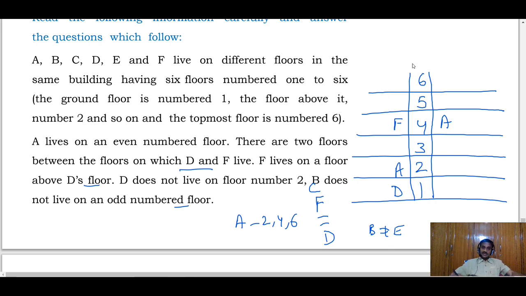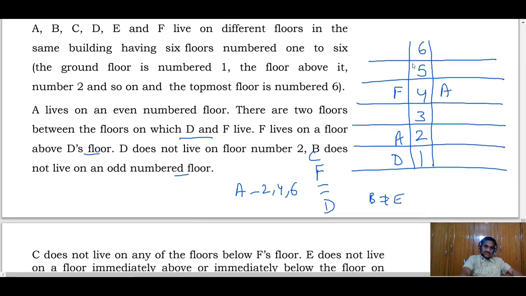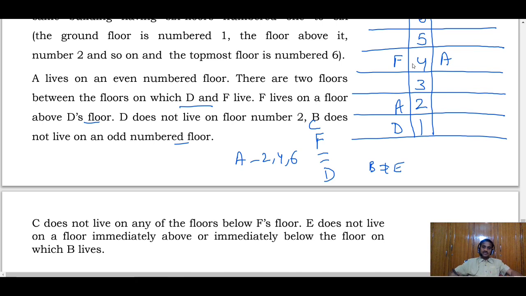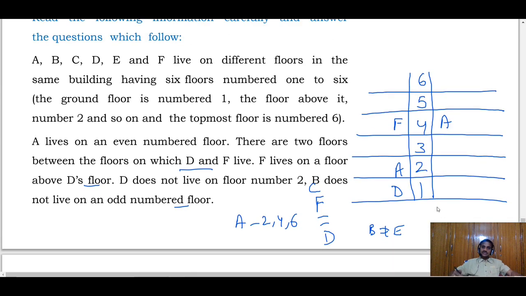And finally, B and E are not adjacent to each other. C does not live on any one of the floors below F. C is above F. B and E cannot be adjacent to each other. As B and E cannot be adjacent, if C is here, B or E can be here. Hence there are different possibilities.